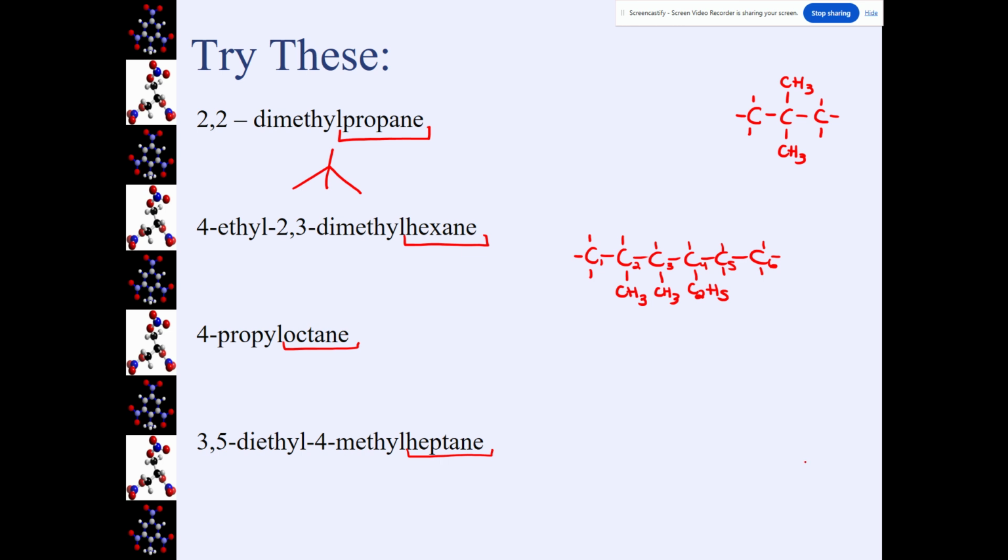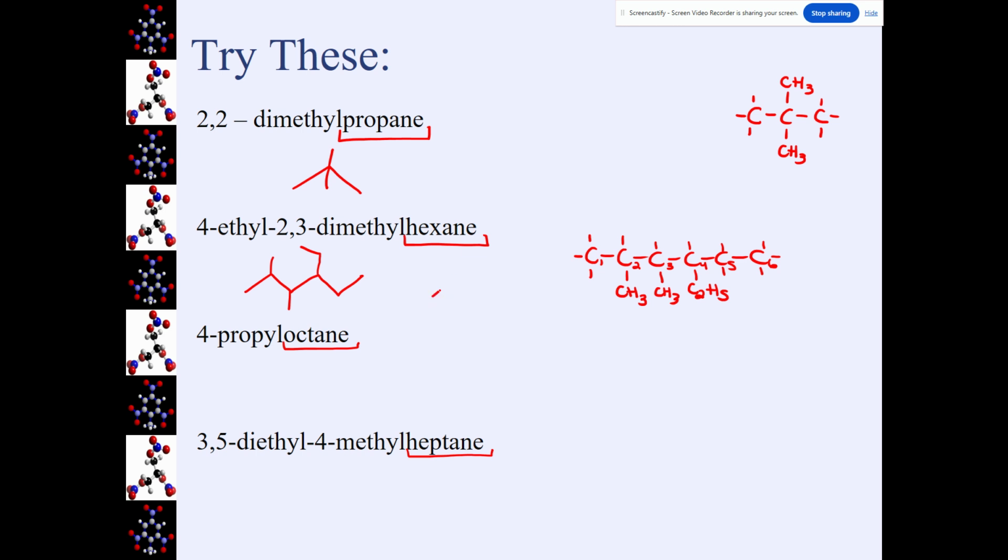Okay? Now the line diagram. 1, 2, 3, 4, 5, 6 carbons. On carbon 2, there's 1 carbon. On carbon 3, there's 1 carbon. On carbon 4, there's 2 carbons. So 1, 2. So that is how that one would look.